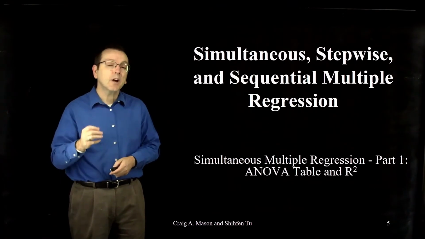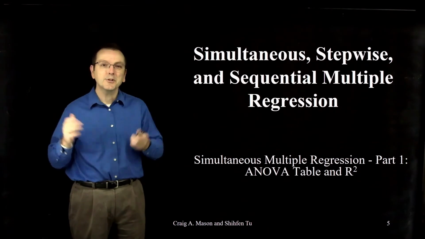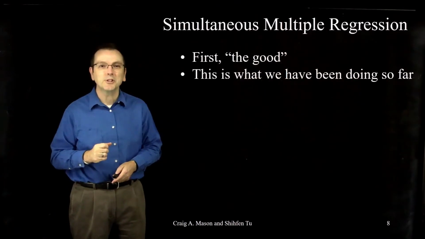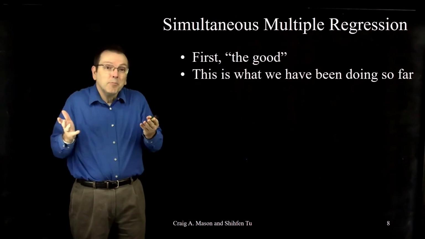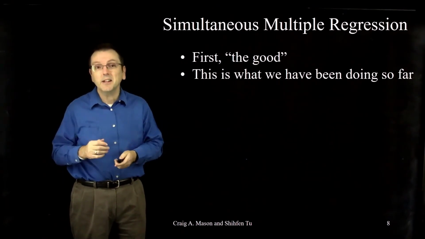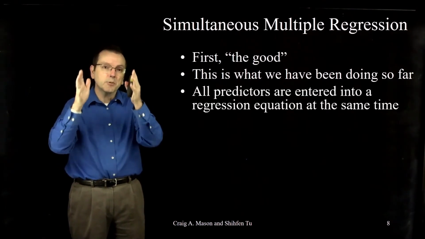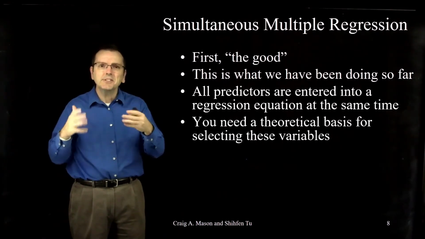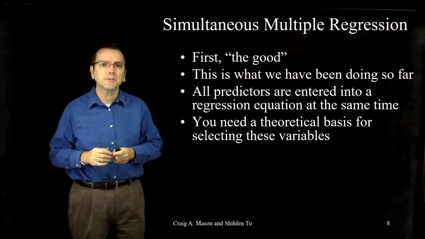Now, we'll start with what's called simultaneous multiple regression, or as I like to refer to it, the good. You can think of this as the Clint Eastwood of statistical approaches. Now, if you've watched previous videos, this is what we've been discussing so far. In simultaneous multiple regression, all the predictors are entered into the regression model at the same time. And you have some theoretical basis for selecting those specific variables.